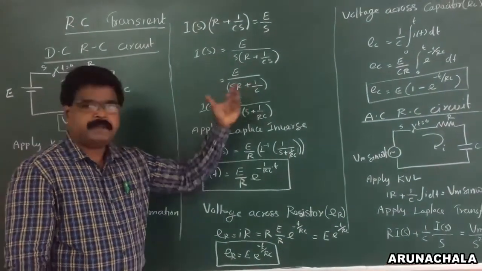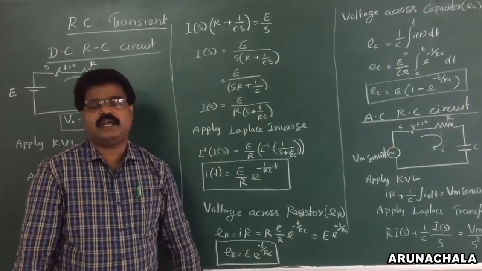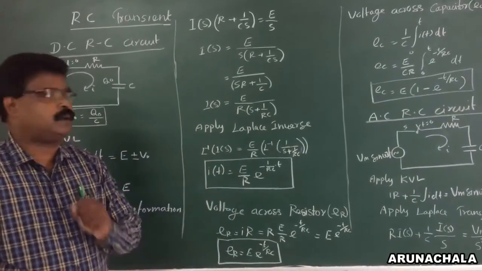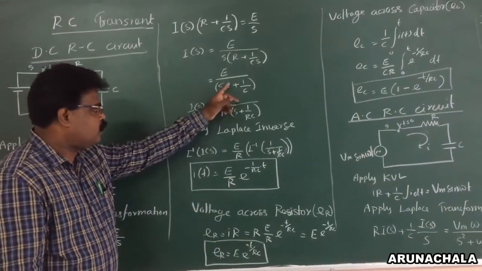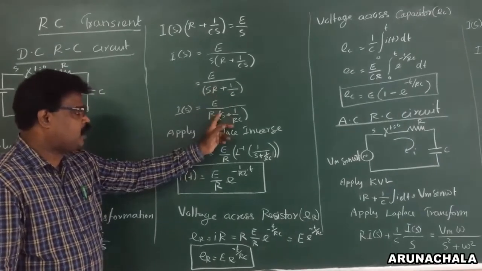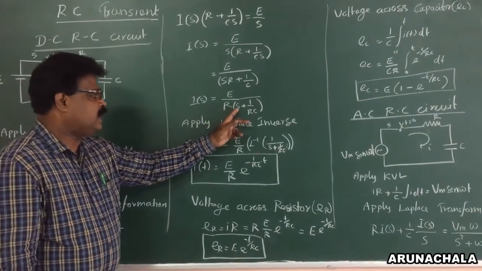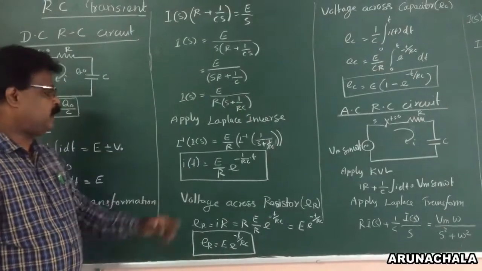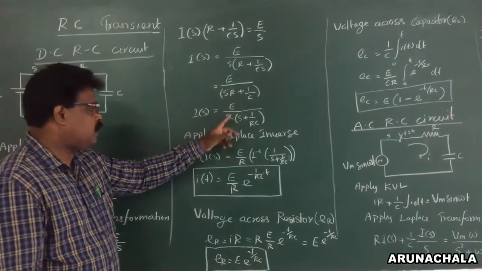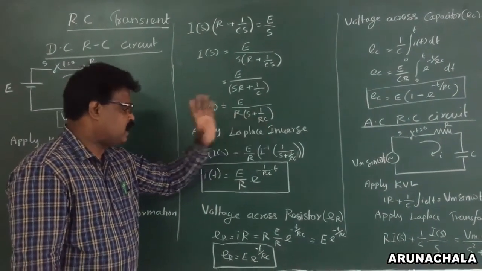So we need the denominator in the form of s plus a. Then only it is easy to apply Laplace transform. So what we have to take out? From the denominator we have to take R outside. So if you take R outside, the denominator is s plus 1 by RC. So I(s) is equal to E divided by R into s plus 1 by RC.